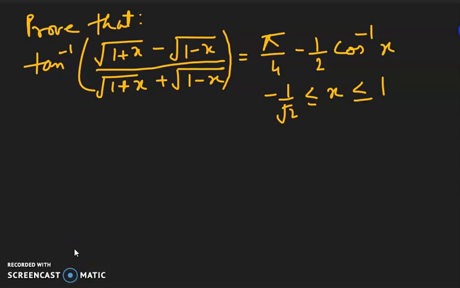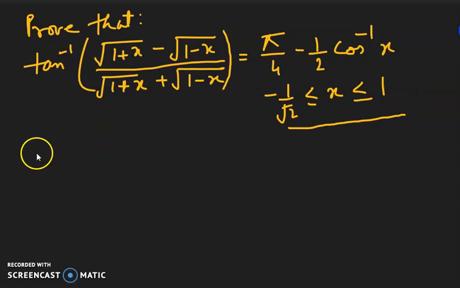Look at this question. It looks so beautiful. Tan inverse of this, and you have to prove. So if you see on the left hand side carefully, outside is tan inverse. If I can substitute something inside so that I could get in terms of tan, this function can be simplified. Also here, one thing should be noted, the domain is given from -1/√2 to 1.